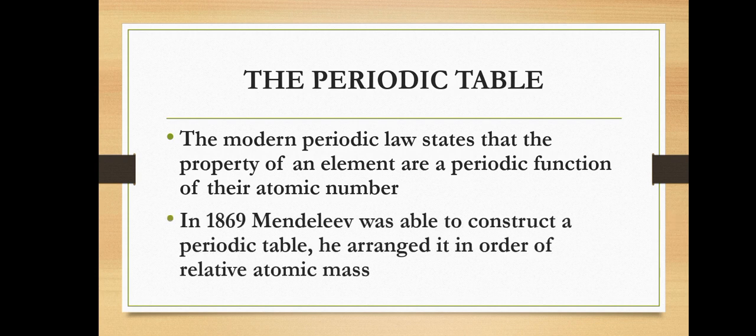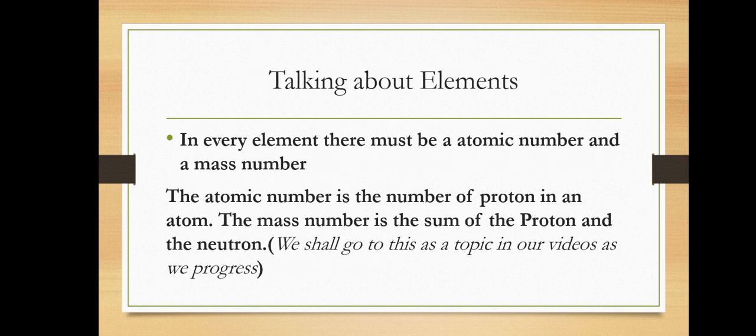So now, in 1869, it was Mendeleev that was able to arrange the elements by relative atomic mass. Now, when we are talking about elements, every element must have an atomic number and a mass number. The atomic number is the number of protons only in an atom, and the mass number is the sum of the protons and neutrons. If you ask me where the electron is, don't forget that protons and electrons share the same number. I use the mnemonic PEN, where P and E, the first two, usually have the same figure. That's proton and electron. So we shall do this one as a topic on its own.